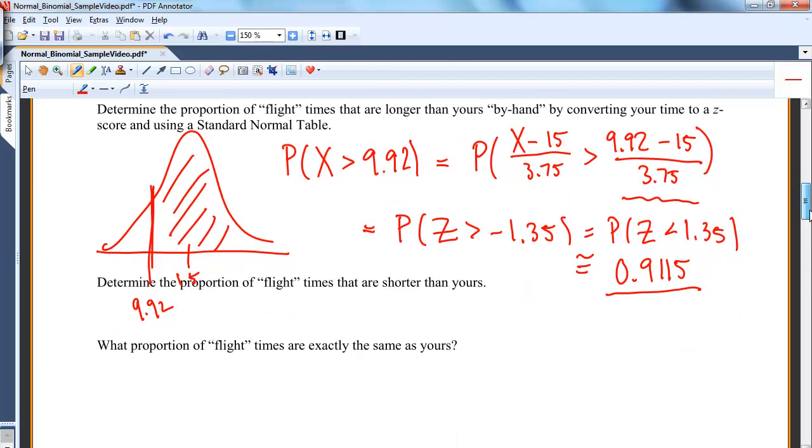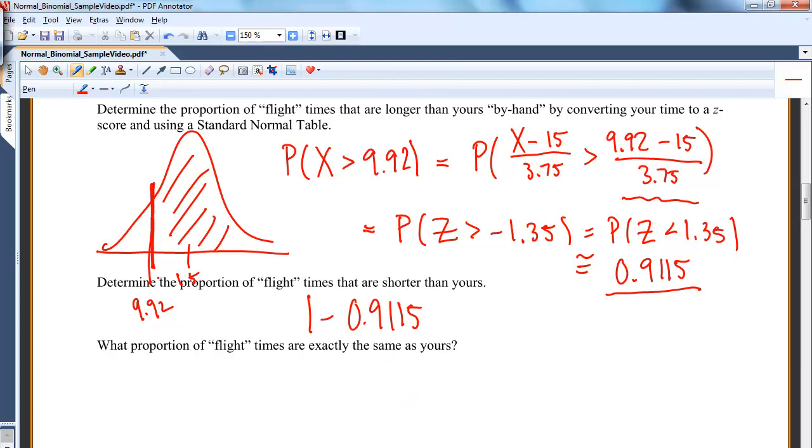So there's not going to be that many that are shorter than mine. That would be the complement of that, so 1 minus 0.9115. That's the proportion of people that had flight times less than mine. And this is slightly a trick question. What proportion of flight times are exactly the same as mine?